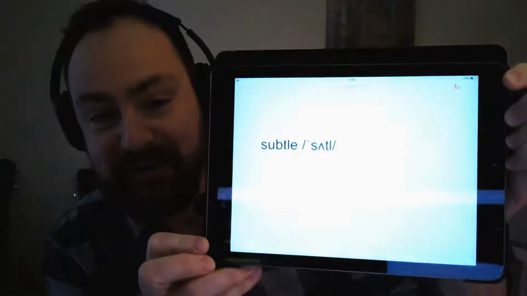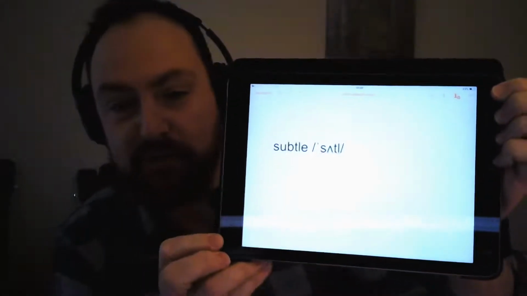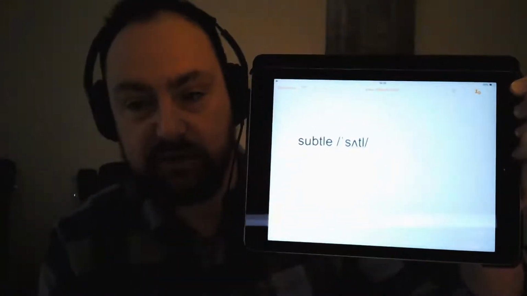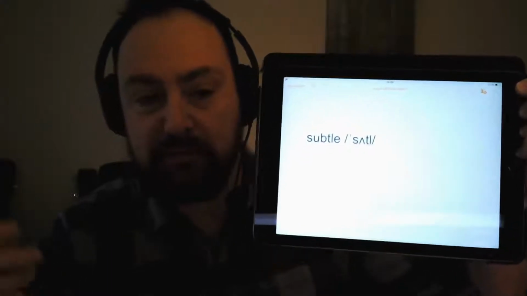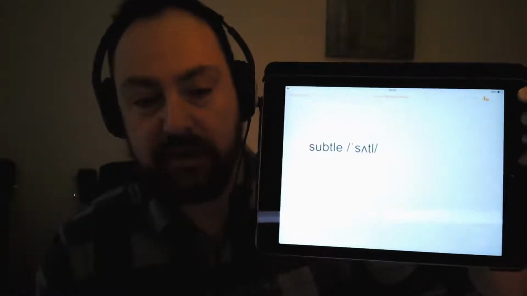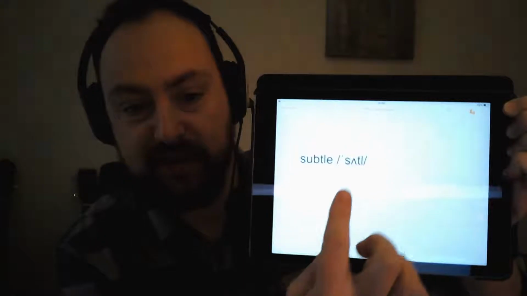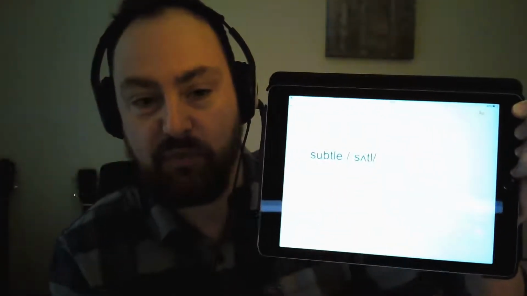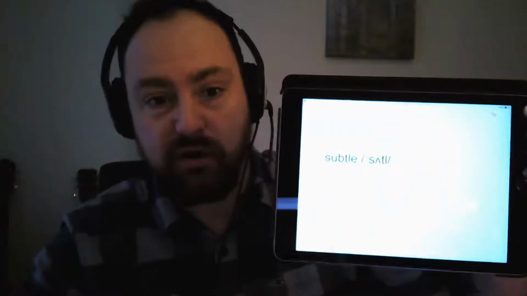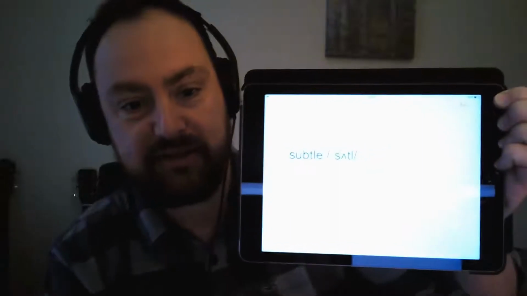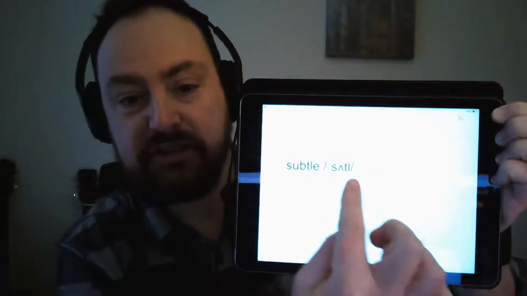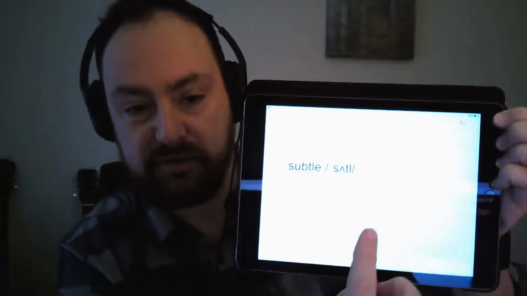I pressed the button there. So the phonemic spelling can be so useful with some words that are difficult. You don't have to be able to write in this, but being able to recognize the sounds really helps with words, and also connected speech and different things that are useful. So we can see it's subtle. Yeah. So the silent letter is definitely the B.